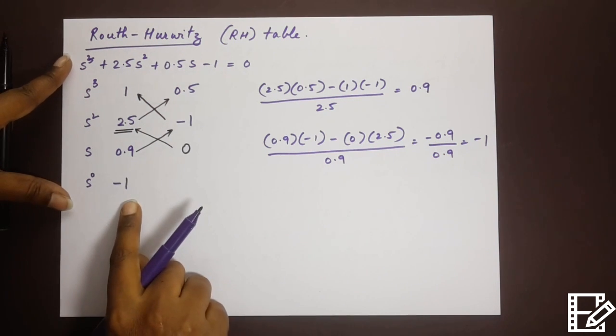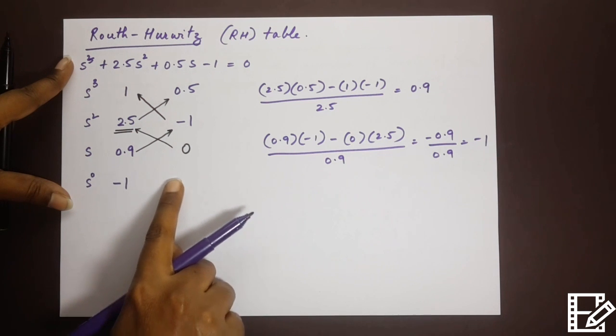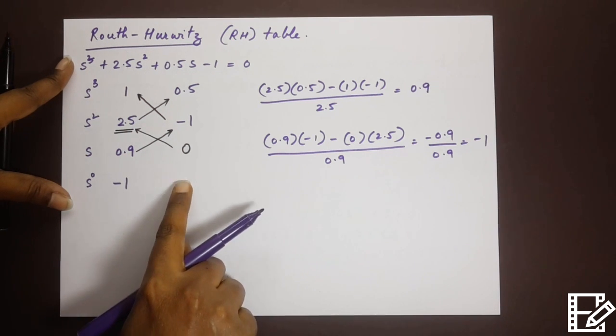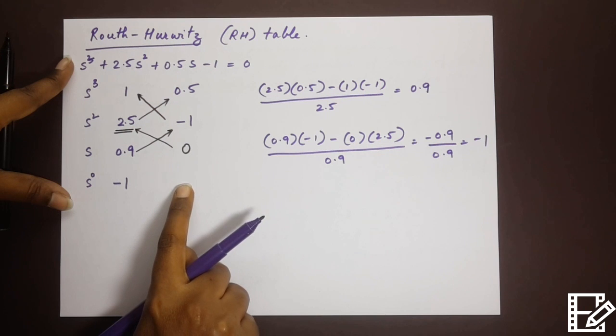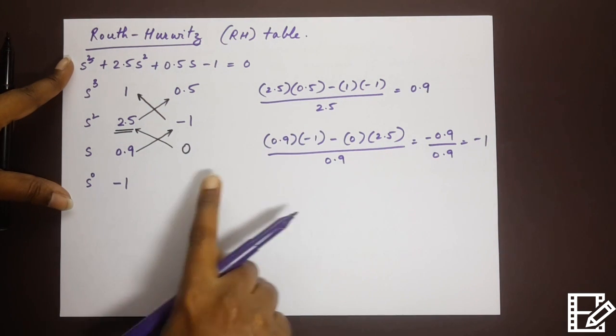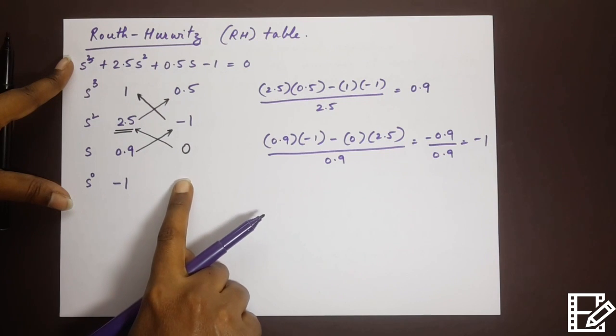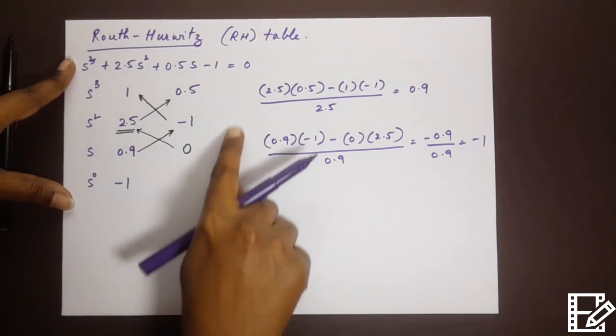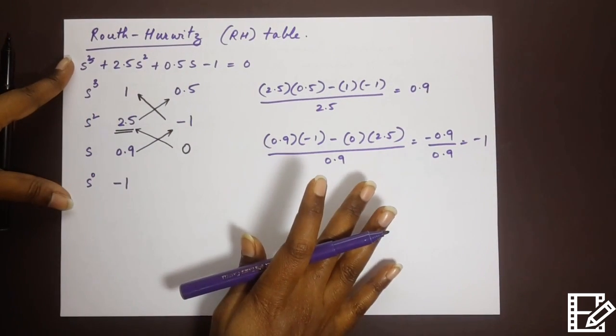Now we don't have to find anything here, because again, in order to find the second term in this row, we would need a third column terms. So assume that it is just 0. Anyway, once we have formed this table, the table is complete.